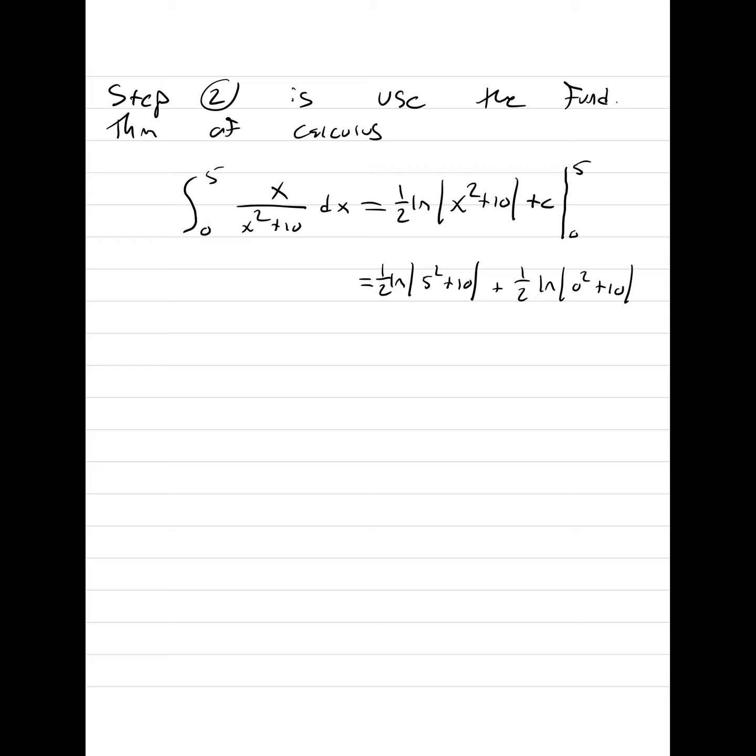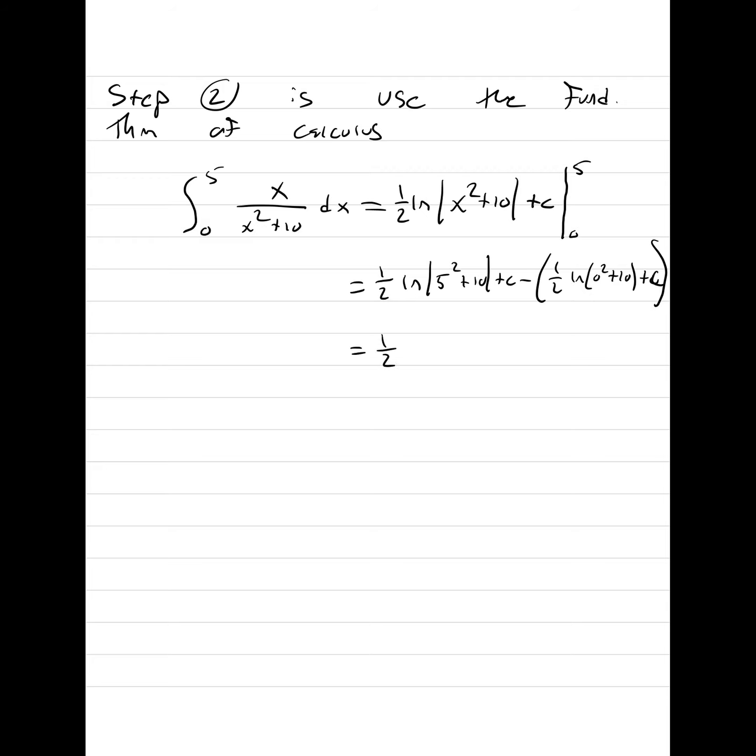Just to really emphasize this, the only reason I'm going to erase it is because I'm going to put in that plus c. So 5 squared plus 10 plus c minus the quantity 1/2 ln of 0 squared plus 10 plus c. Okay? And this is why we don't really care what that c value is, because here I added c, and then I'm going to be subtracting c off again, right? It doesn't really matter that I wrote it. But it's important to recognize why we don't need to write it.